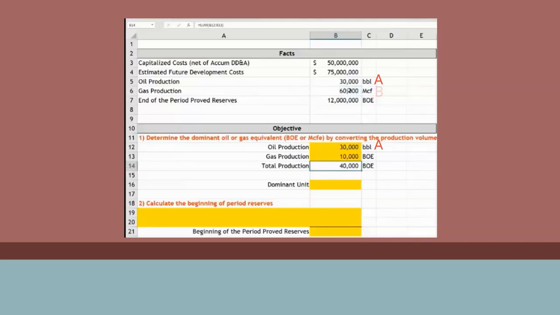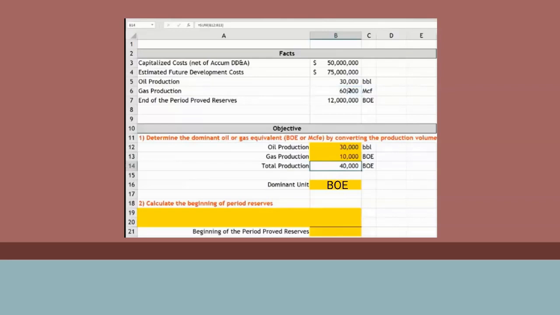Then we're going to grab our gas production, and like it says on the slide, we're going to divide it by 6 to convert that to BOE. Okay, so that tells us we've got 40,000 BOE, which would be our significant unit, given that we have, when converted, 30 barrels of oil and only 10 BOE of gas production. So the dominant unit is BOE.